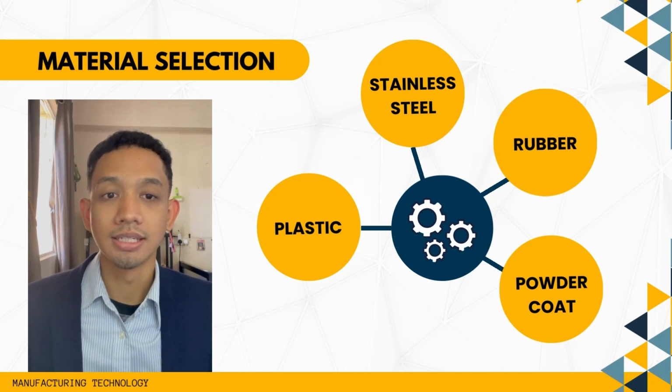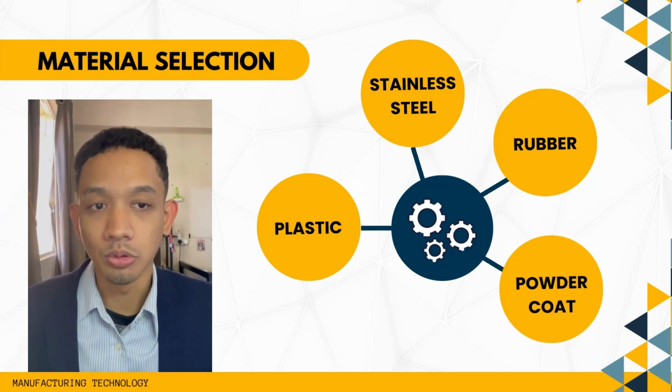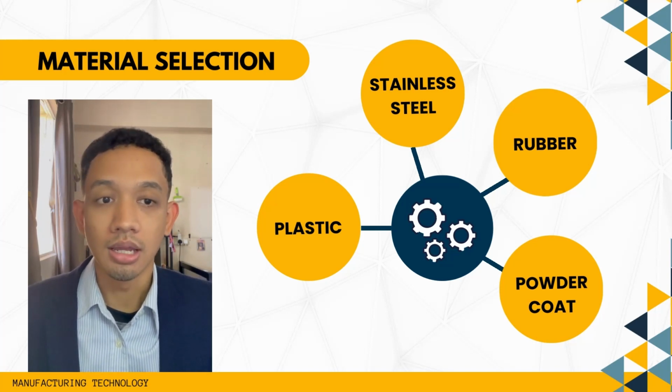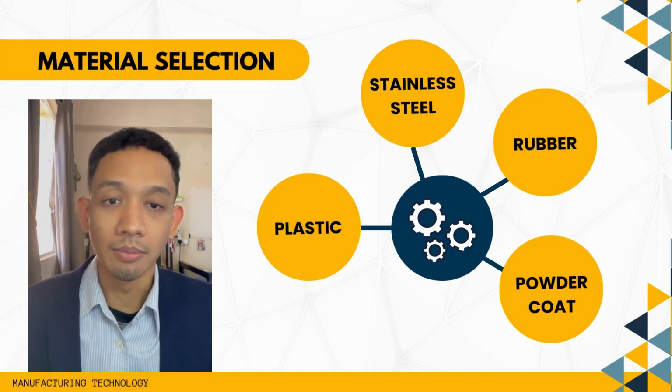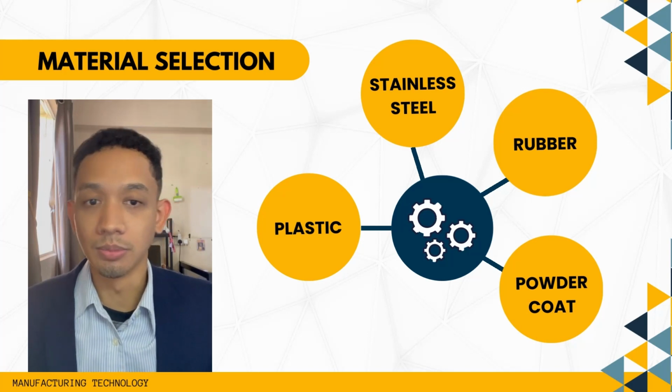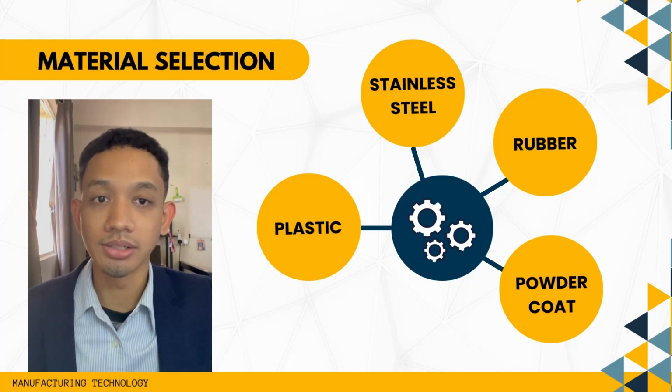And the nature of stainless steel is that it is free from corrosion, or corrosion resistant, aside from it being durable and high in strength, making it the best option when producing a durable product. And the next one is rubber.